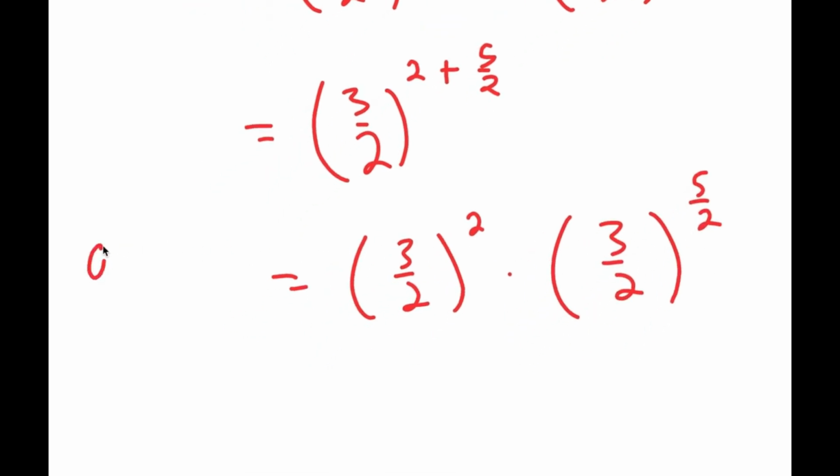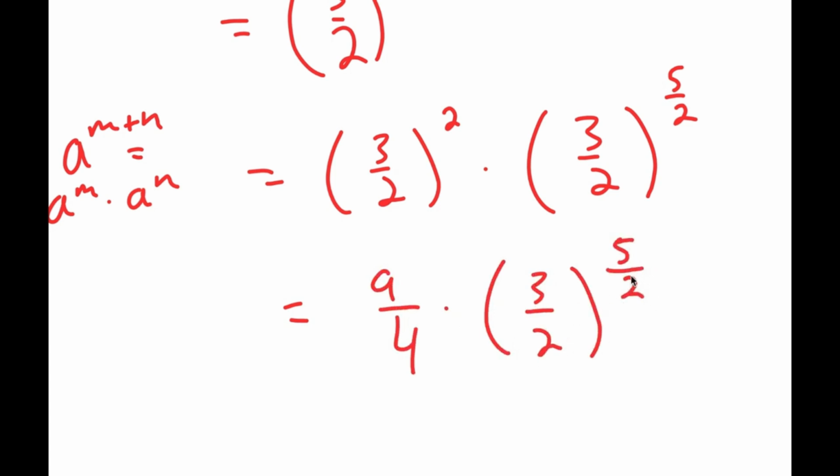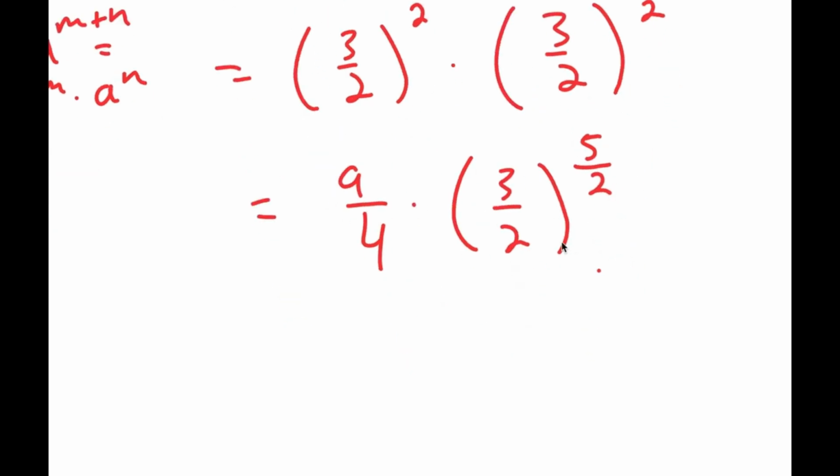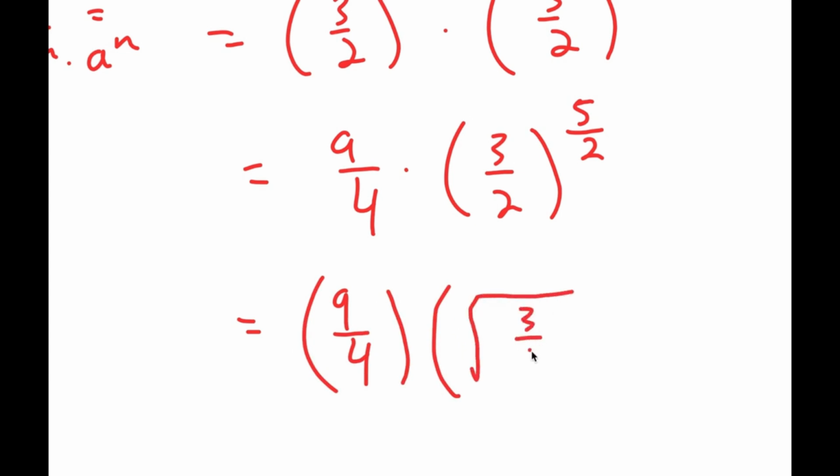Because if I have something in the form a^(m+n), this is equal to a^m times a^n. Now (3/2)^2 is 9/4, so I have 9/4 times (3/2)^(5/2). And (3/2)^(5/2) is the same thing as the square root of (3/2)^5.